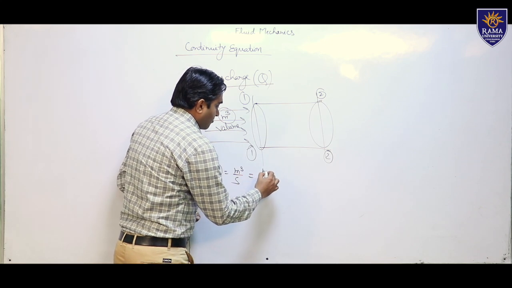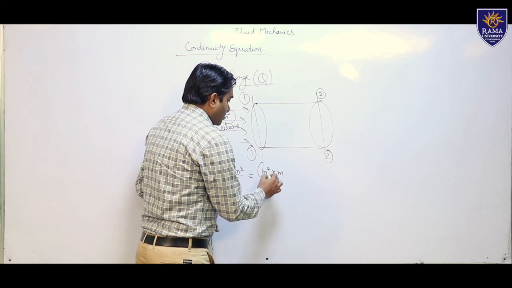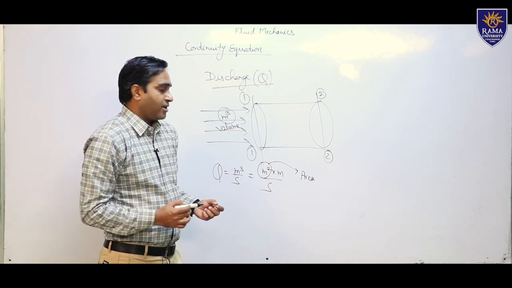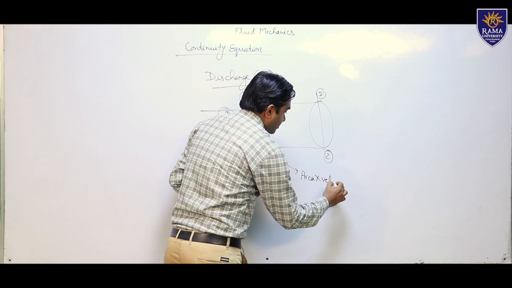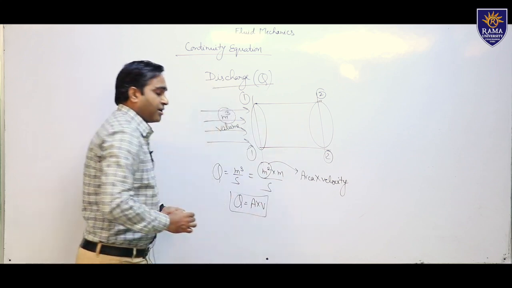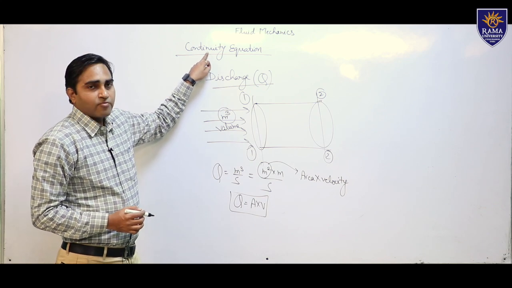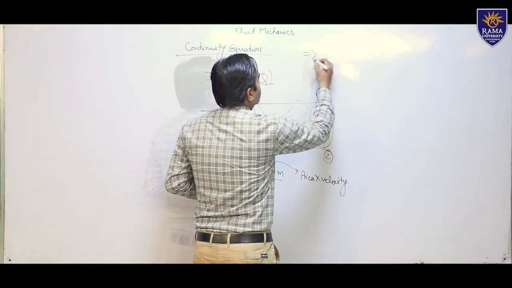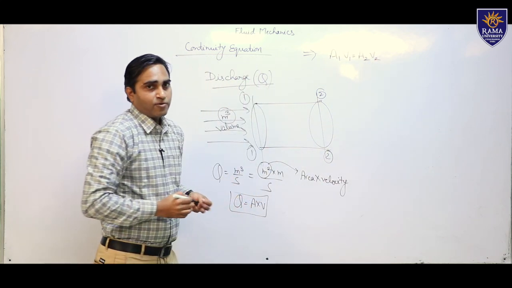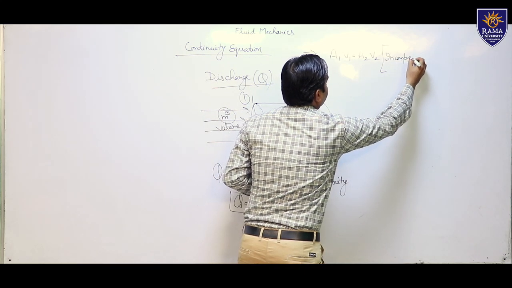Now, this meter cube per second is written as meter square into meter upon second. The meter square, as you already know, will be written as area, and meter per second will be written as velocity. Now, this discharge is also written as area into velocity. With the help of this discharge equation, we can easily write down the continuity equation. Now, the continuity equation for pipe flow is written as A1 V1 is equal to A2 V2, and this continuity equation represents incompressible flow.